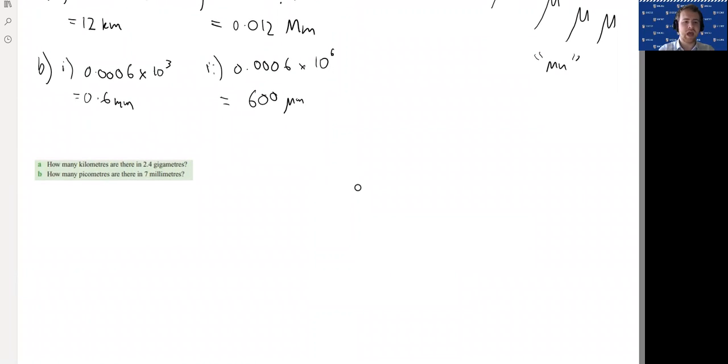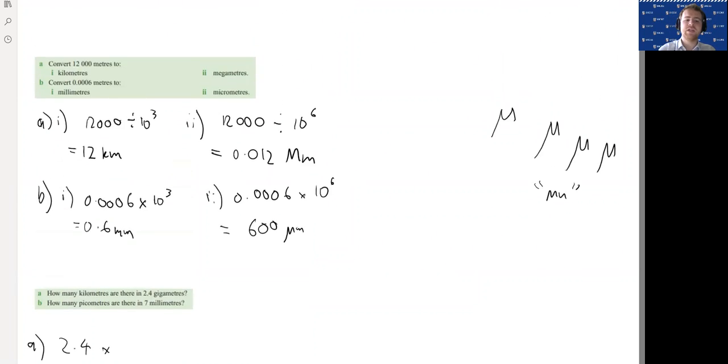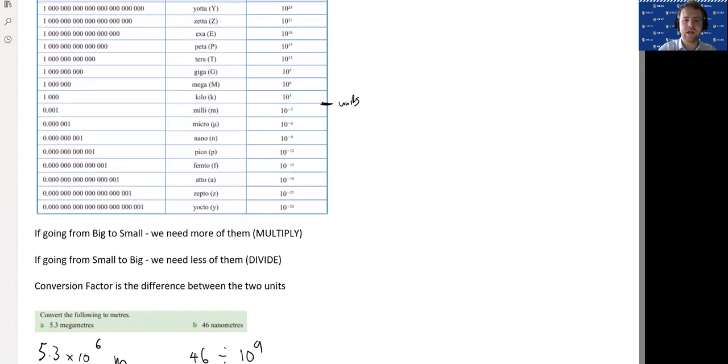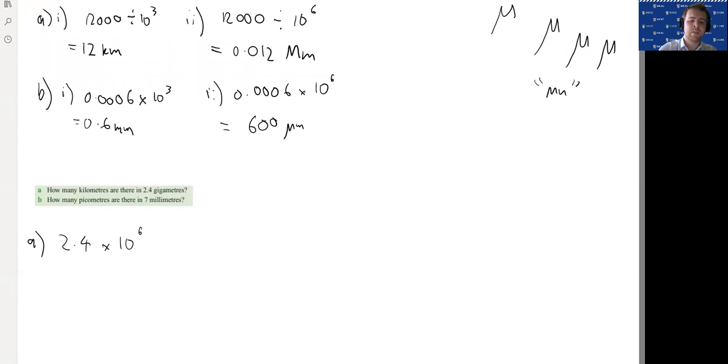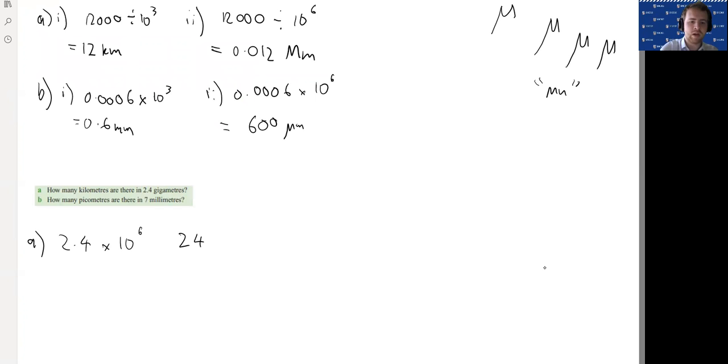Okay, and then finally, how many kilometers are there in 2.4 gigameters? So we're going from big, giga, to kilometers, which is smaller. So we're going to multiply, and we're going to do it by the difference between those two measurements. So kilo is 10 to the 3, giga is 10 to the 9. So we're going to times by 10 to the 6. That's why this difference idea comes in handy. We don't really need a calculator. We can just go 2, 4, and then 5 zeros.